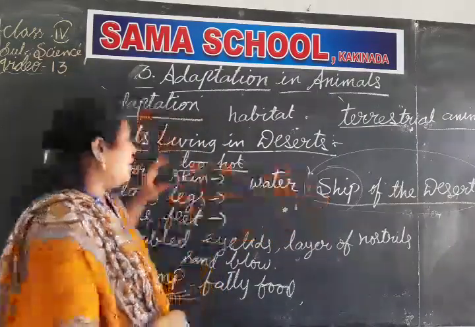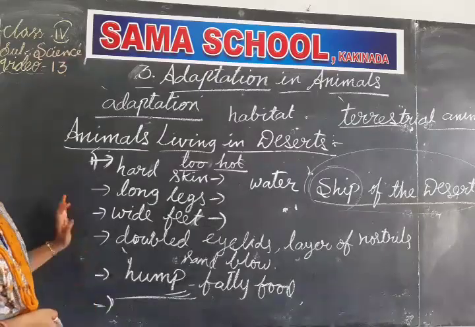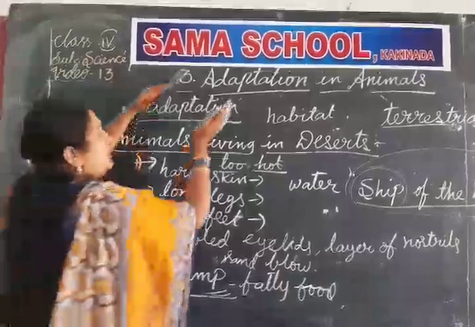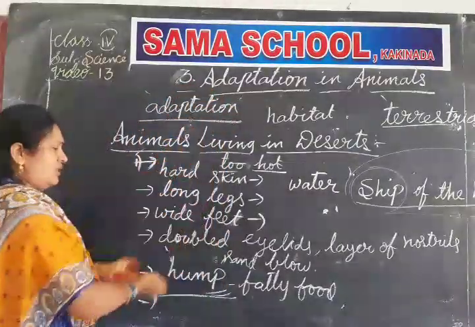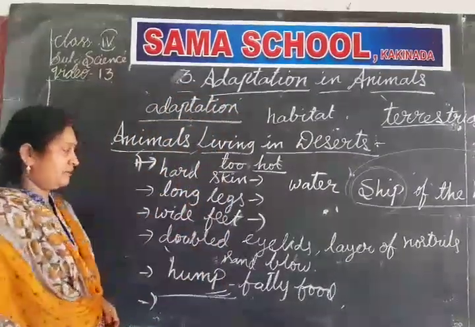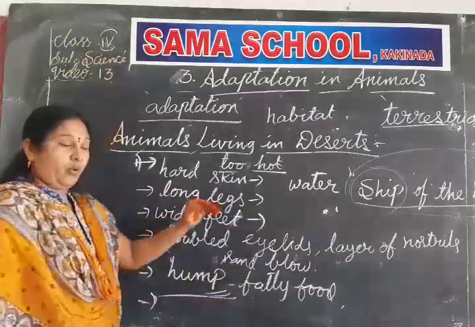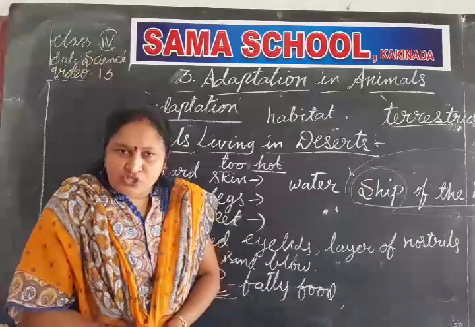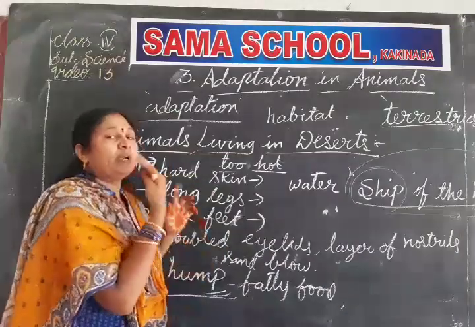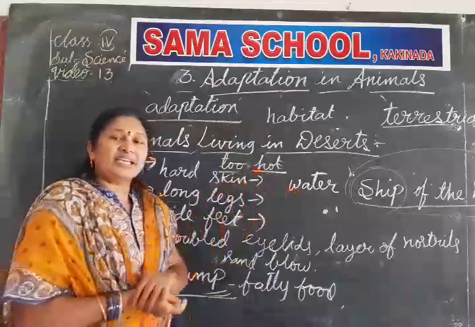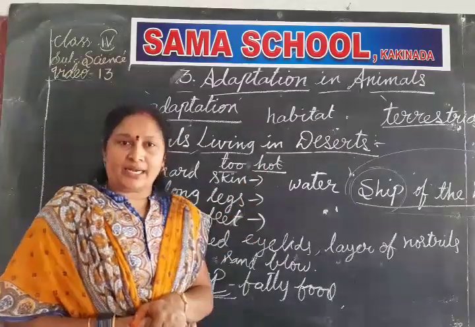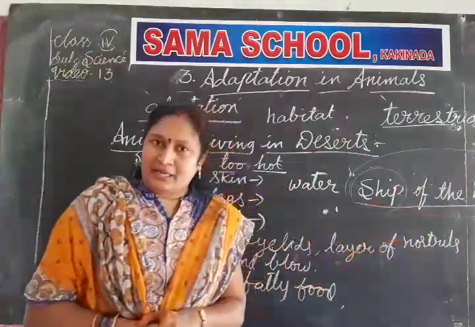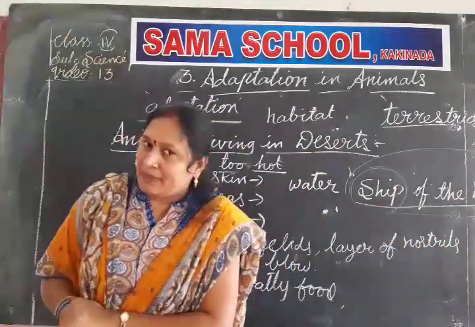Okay, children. All these features are adapted, adjusted for the camel to live in the desert. These are features like hard skin, long legs and wide feet, doubled eyelids, the layer of the nostrils and the hump, which we can see only in the camel. We cannot see them in other animals. That is the difference between the camel and other animals living in other places.